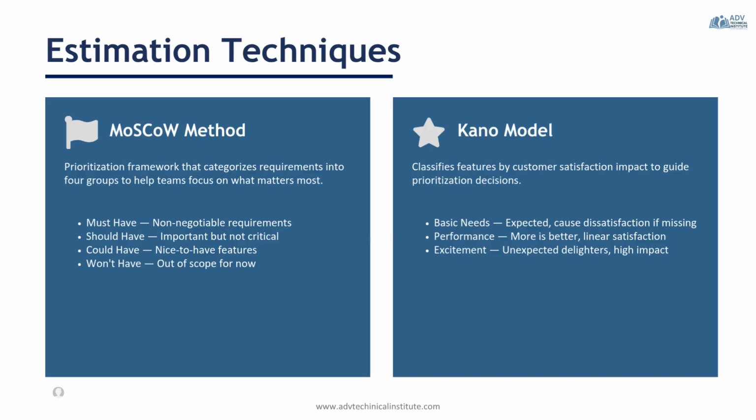The key difference is that MoSCoW helps prioritize work based on business necessity, while Kano helps prioritize features based on customer satisfaction and perceived value. Agile teams often use both techniques together to make informed product decisions. PMP exam tip: MoSCoW equals prioritize requirements: must have, should have, could have, won't have. Kano equals prioritize customer satisfaction: basic needs, performance features, excitement features. MoSCoW asks, how important is this feature? Kano asks, how will customers feel about this feature?